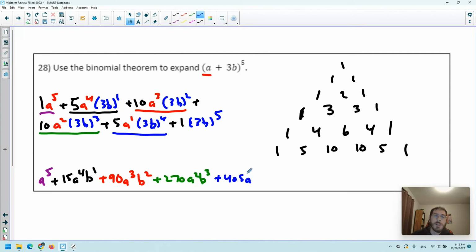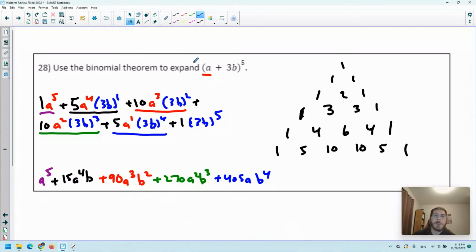Since I wrote b to the 1, I guess I'll write a to the 1. I don't really need to. I should probably drop those ones. Yeah, I'm going to do that. We can just make it b and a. So I got rid of those ones.